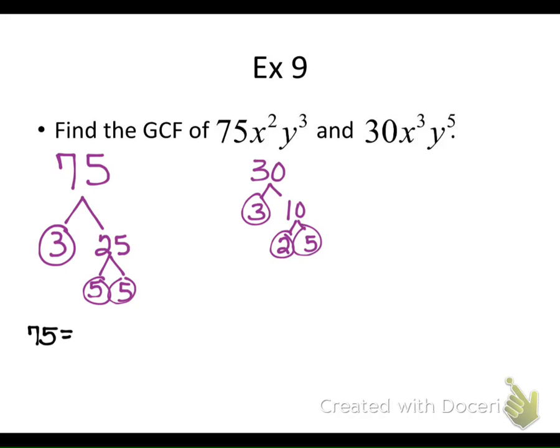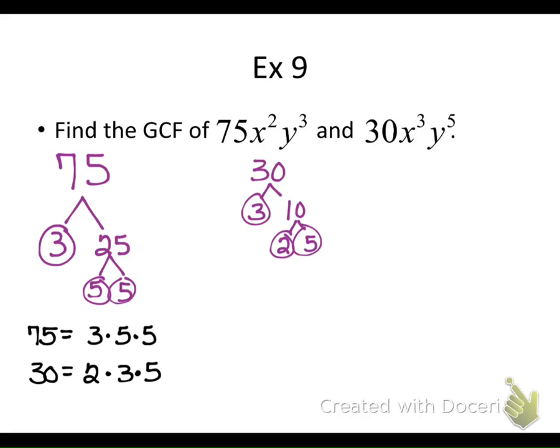Okay, so we're going to come down and we're going to write our factors in order from least to greatest, our prime numbers. So my factors for 75 that I circled are what, Morgan? 3, 5, 5. Okay, and what about for 30? 3, 2, 5. Always put them in order from least to greatest. 2, 3, 5.